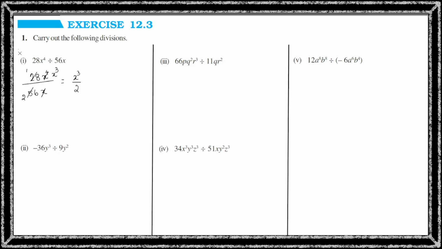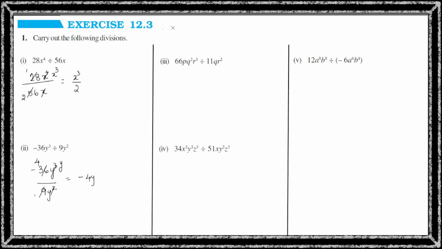This is how you will be doing division of a monomial with another monomial, right? And then I have minus 36y cube by 9y square. Okay, so 9 table, you know that 9 into 4 is going to give you 36, and then you have 2 y's here and 3 y's here. So if I cancel 2 y's, I'm left with y. So the minus sign 4 into y.